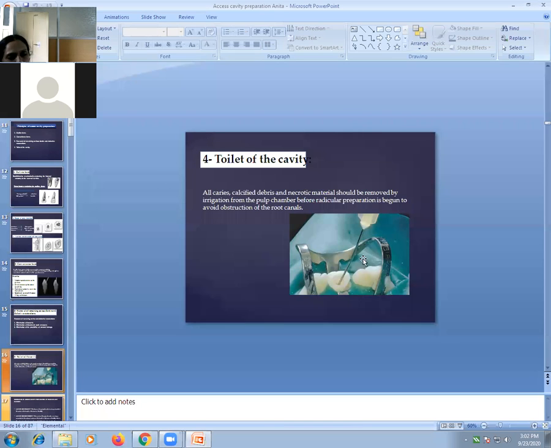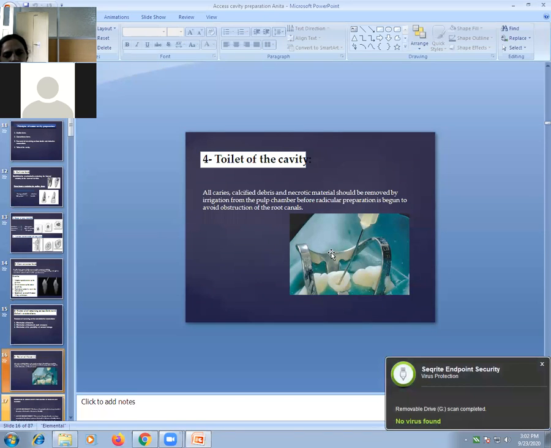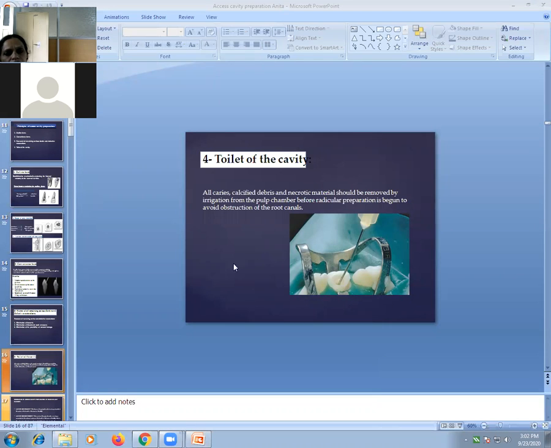Sometimes the pulp chamber is calcified. Sometimes there is a secondary deposition. Sometimes there is necrotic material inside the pulp chamber, and that we will remove by washing the cavity. It is called toilet of the cavity.